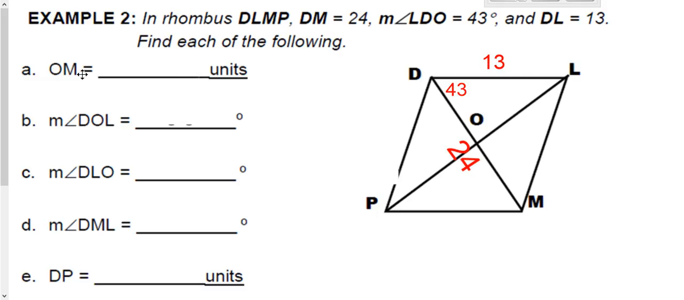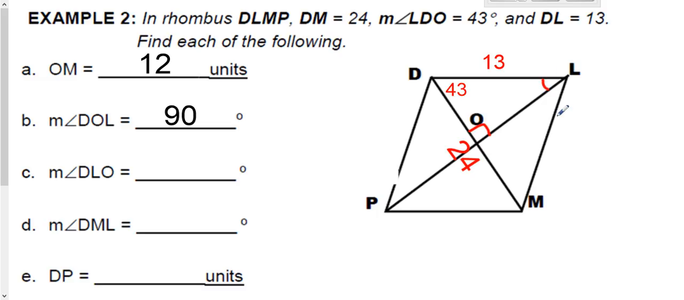So now let's go answer the questions. OM. From O to M is half of that diagonal. So we just cut this in half. 24 divided by 2. The whole diagonal is 24, so half is 12. Angle DOL. DOL is this angle right here, and we know that these diagonals are perpendicular. This angle is a right angle right here, 90 degrees. Then we have angle DLO. So we go from D to L to O. That's this angle right here in this corner.